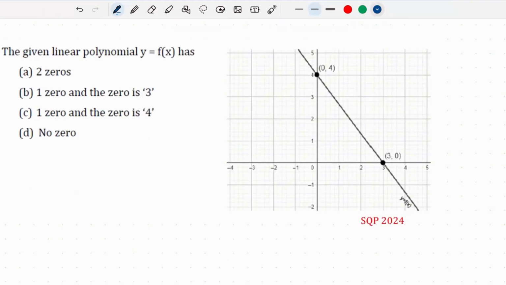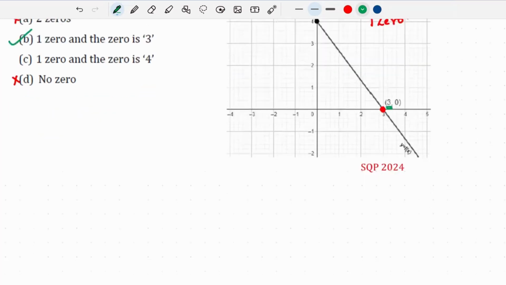So here you are given a linear polynomial like this and you are asked for the number of zeros and what the zero is. Since it is a line, you can see that it is touching the x-axis at this point, and so there is only 1 zero. So your option A and option D are already gone. You have 1 zero only. And now tell me which is the zero. Zero means it is the value of x, which means here the value of x is 3. So the zero is 3. So your answer is option B, 1 zero and the zero is 3.